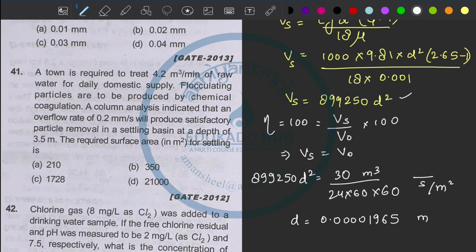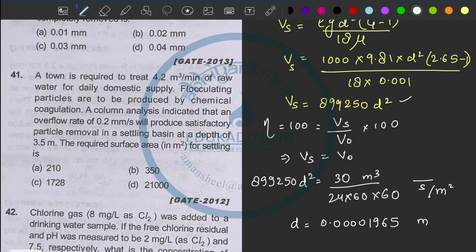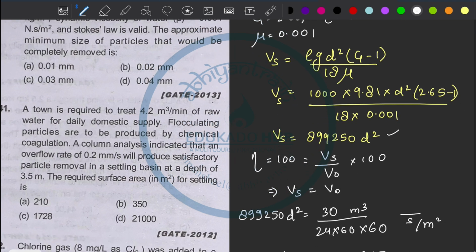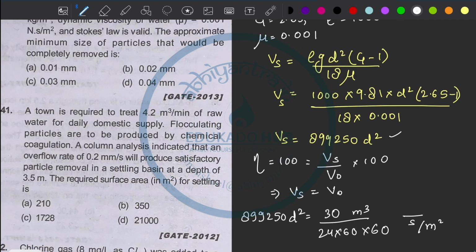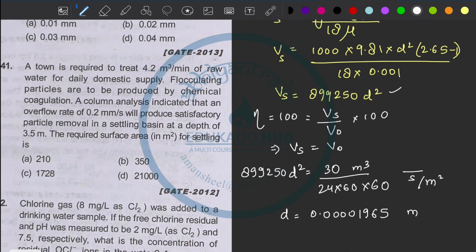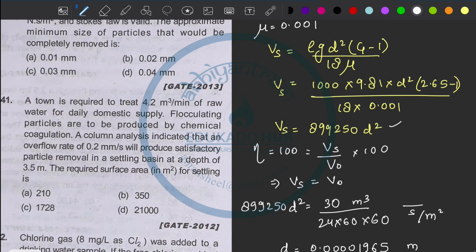The answer they want for the approximate minimum size of particles that would be completely removed is in mm. So in mm it will be 0.01965 mm. I can write it approximately 0.02 mm. So the diameter comes out to be 0.02 mm. I can write the answer as option B.